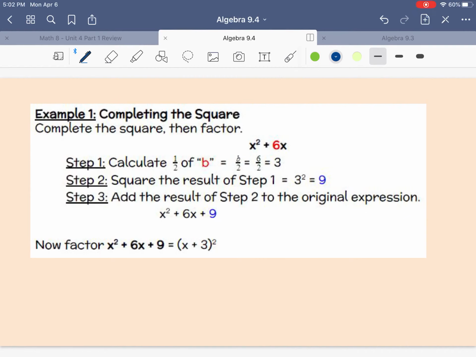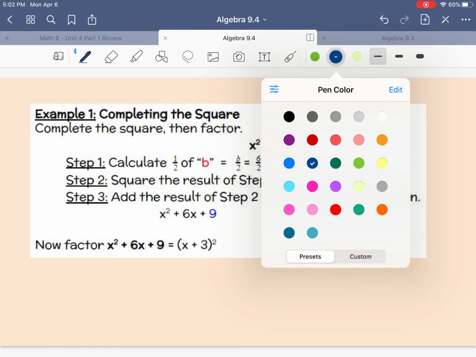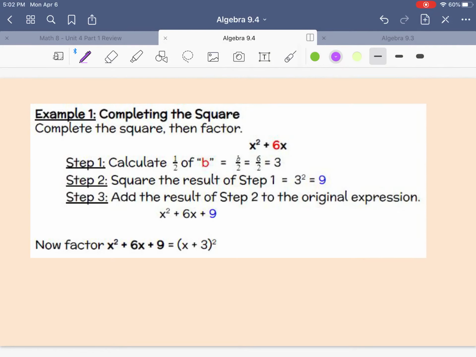So for example 1, our most basic completing the square, we're going to complete the square and then factor. So on step 1, and I recommend that you pause the video to write down each step as we do the step and talk about it. Don't wait until the very end to stop it and write down all the steps. So the equation that we're going to be working with is x squared plus 6x.